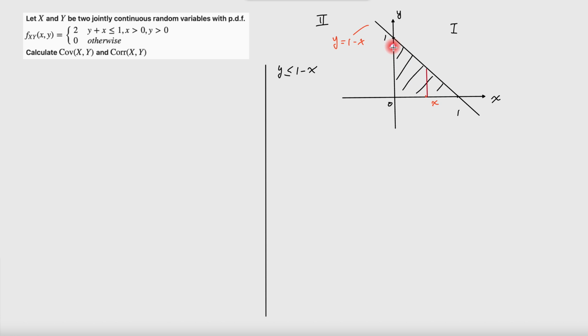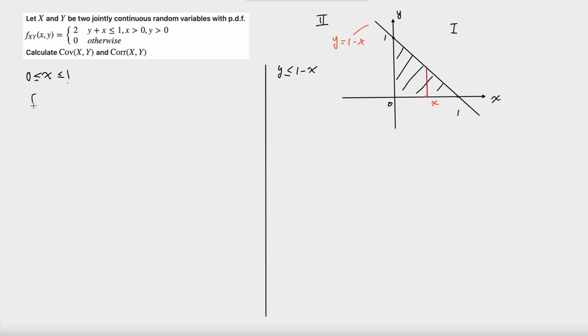So the region specified here is the triangle, which is the shaded area here. Now, to compute the marginal density of X, let's first assume that X is between 0 and 1. As you can see, the density function is 2 in this region. Outside of the region it is 0. So in this range, X can take a value from 0 to 1. Let's compute the marginal density for X.